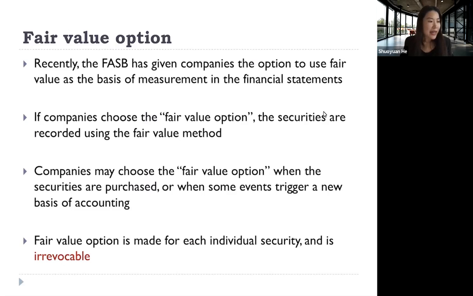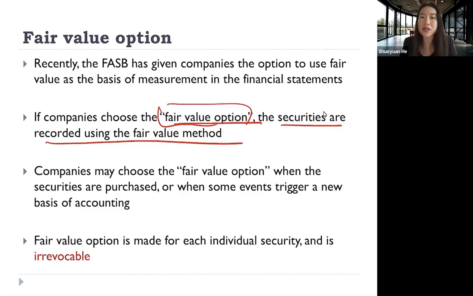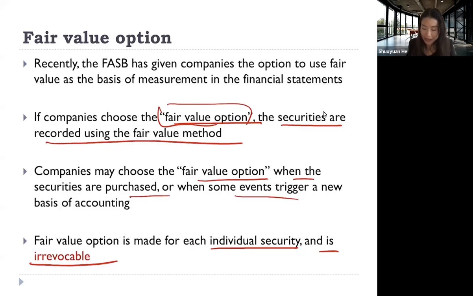And then lastly, there's something called the fair value option. Let's just talk very briefly about it. The fair value option basically gives the company a choice. The company can choose the fair value option, and if the company chooses this option, the securities are recorded using the fair value method. But one thing to pay attention to here is that the fair value option is made for each individual security and is irrevocable. So once the firm chooses the fair value option, it cannot revoke it. And also the firm may choose the fair value option only at specific times.